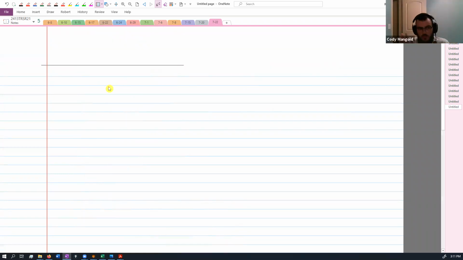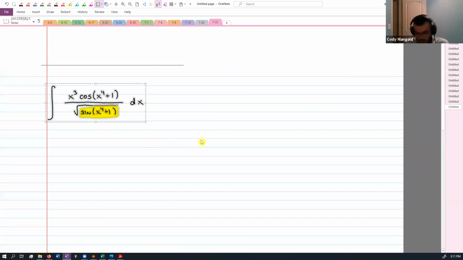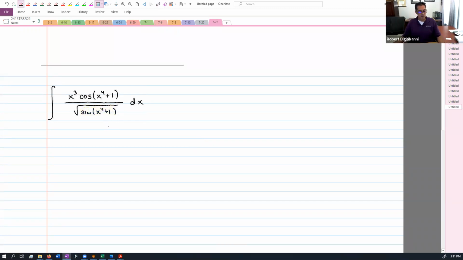Could I take a guess now at the other method? I was just thinking you pull the x to the 4th out of the cosine, and then the x to the 3rd, you'll be off by a constant. What do you mean x to the 4th out of the cosine? I don't know if I could turn that x to the 4th within the cosine of x to the 4th plus 1 into the u, but I don't think so now that I think about it.